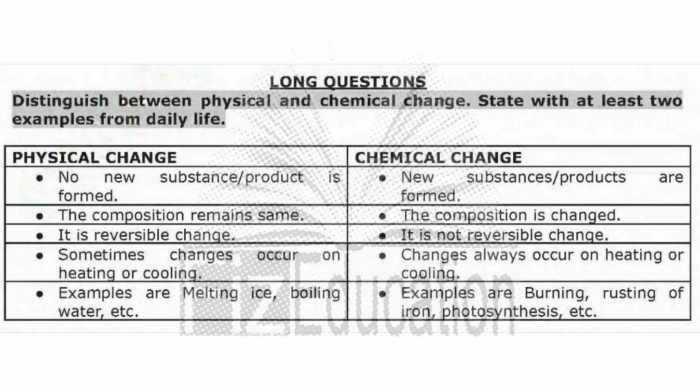In physical change, sometimes changes occur on heating or cooling. In chemical change, changes always occur on heating or cooling. Examples of physical change are melting ice, boiling water, etc. Examples of chemical change are burning, rusting of iron, photosynthesis, etc.